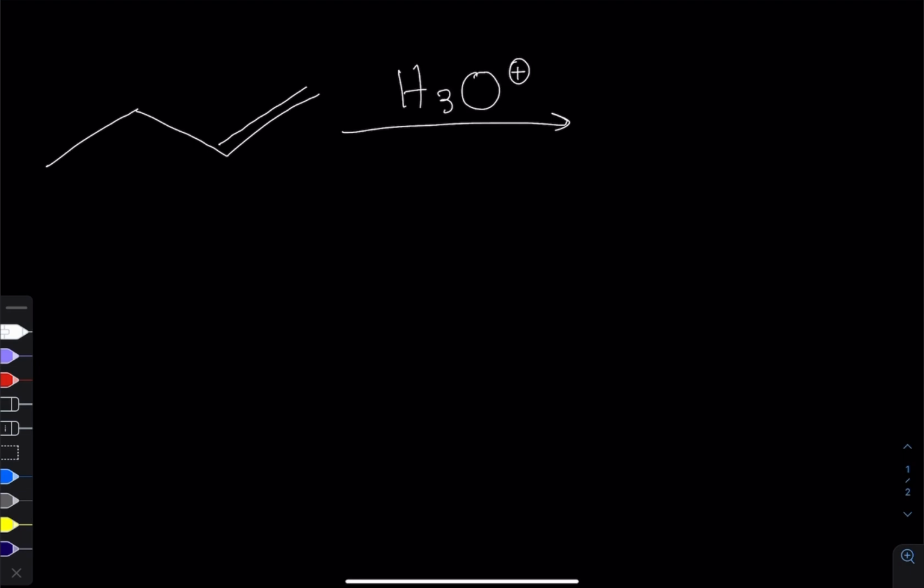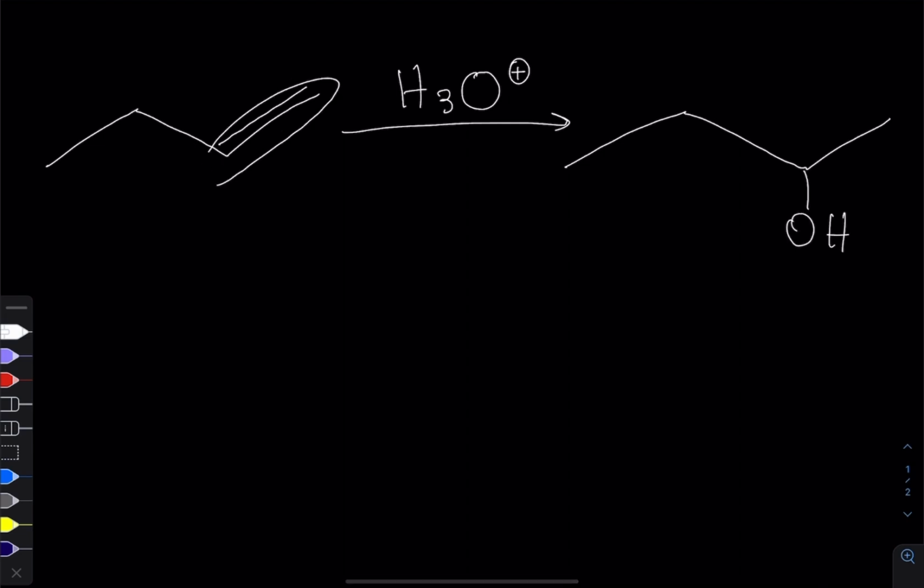What would happen in this scenario? Go ahead and predict the products of this reaction. So in this case, we're going to get a hydroxyl group on the more substituted position of the alkene. So let's go over the mechanism for this.